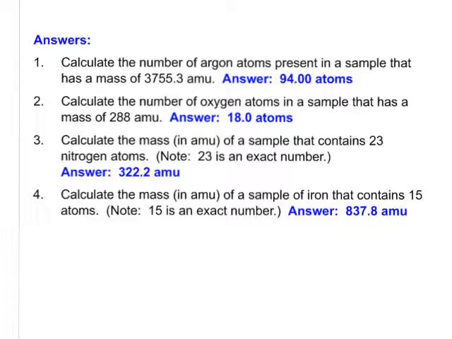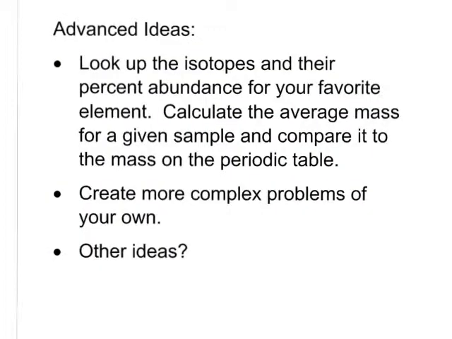If you'd like to look at something more for advanced proficiency, just flip to the next frame. Advanced ideas: look up the isotopes and their percent abundance for your favorite element. Calculate the average mass for a given sample. Compare it to the mass on the periodic table. Perhaps create more complex problems of your own and any other ideas you have.